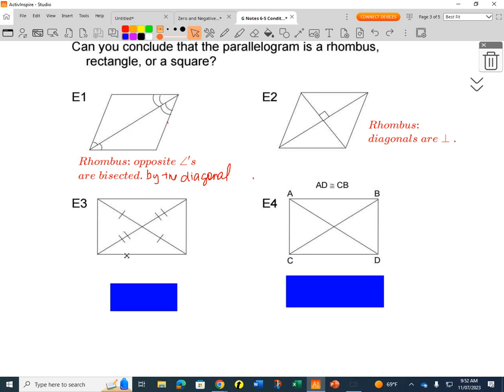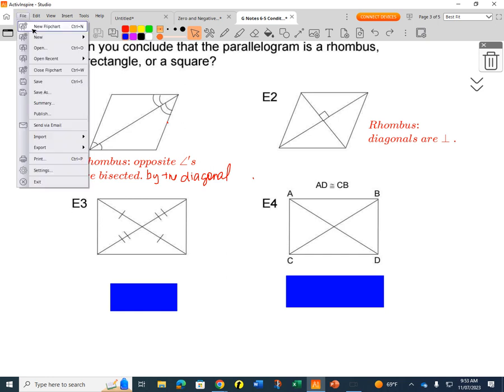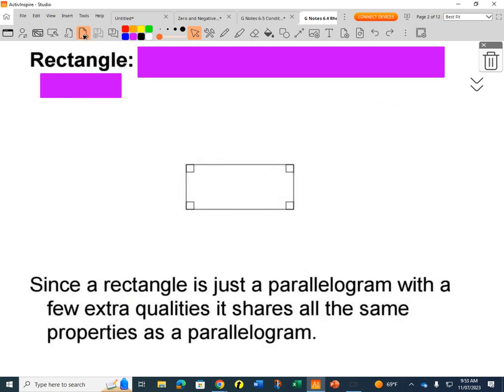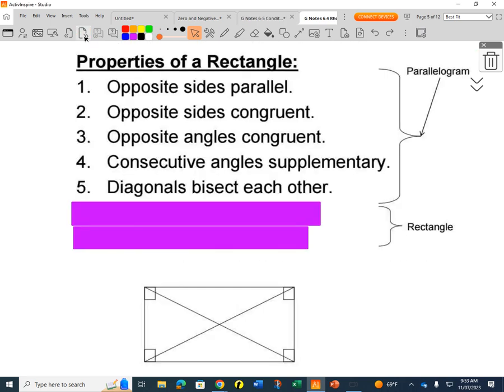So what does that diagram tell us? What do you think, Jesse? Can you tell me? That the diagonals bisect each other. The diagonals bisect each other. So which parallelogram do the diagonals bisect each other? A rhombus, a rectangle, or a square? All of this is a parallelogram. So the diagonals bisect each other in all parallelograms.